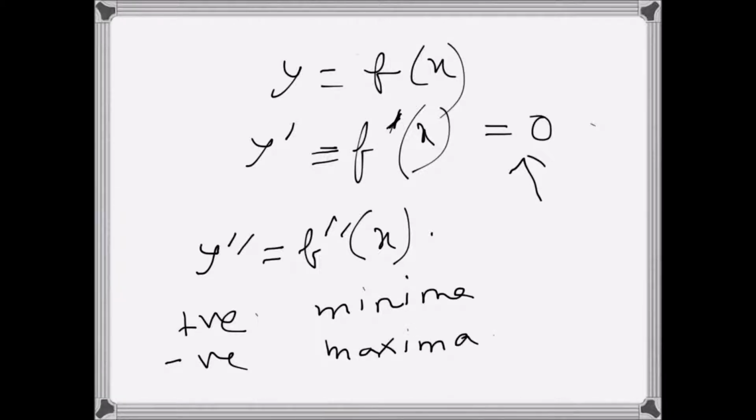That happens because of the curvature, which I will discuss in the next video, whether it's concave up or concave down. But this is the rule. If the second derivative exists, we find the second derivative at the stationary point where the first derivative was 0, and if the second derivative is positive, that's a minima, and if it is negative, then that's a maxima.